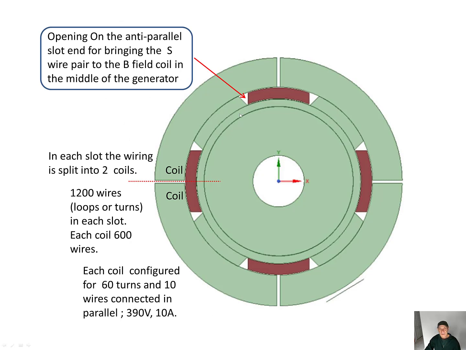On the anti-parallel slot side, there's an opening for bringing in the S single wire pair to the B field coil in the middle of the generator, because that's the only way we have access to it. Each slot in the wiring is split into 2 coils, with 1200 wire loops or turns in each slot. Each coil is 600 wires. Each coil is configured for 60 turns of 10 wires connected in parallel, 390 volts at 10 amps.